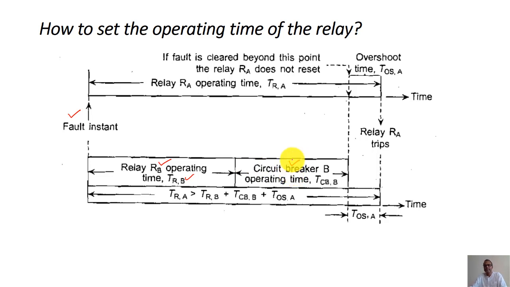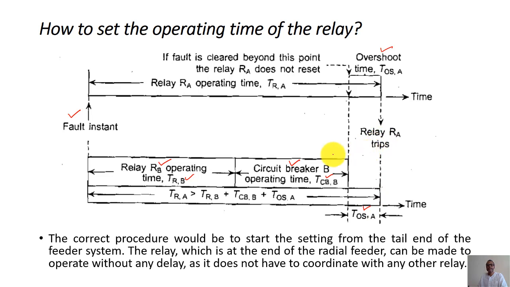The circuit breaker takes some time, and that time is called the circuit breaker operating time, or we call it TCB B. Obviously we should keep some overshoot time for relay A to operate, and that overshoot time is represented as TOSA. Therefore I can write that relay A operating time should be greater than TRB plus TCBB plus TOSA.